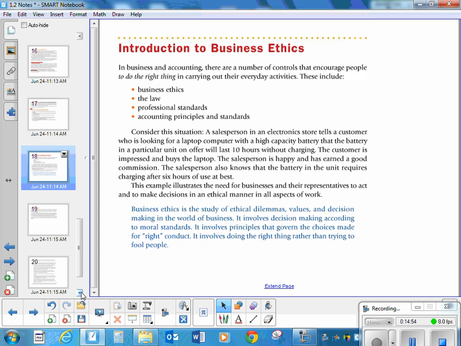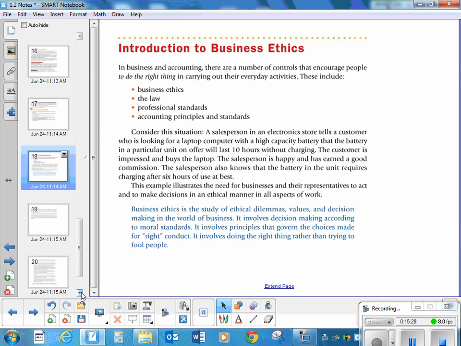Consider this situation. A salesperson in an electronics store tells a customer who's looking for a laptop computer with a high capacity battery that the battery in a particular unit on offer will last 10 hours without charging. The customer is impressed and buys the laptop. The salesperson is happy and has earned a good commission. The salesperson also knows that the battery in the unit requires charging after 6 hours of use at best. This example illustrates the need for businesses and their representatives to act and to make decisions in an ethical manner in all aspects of their work.